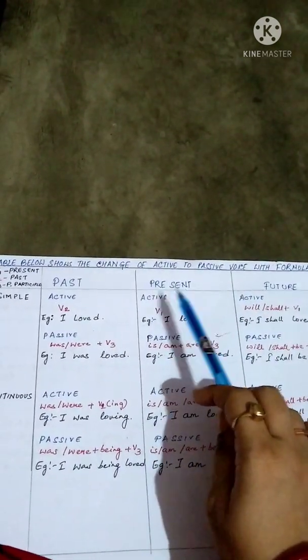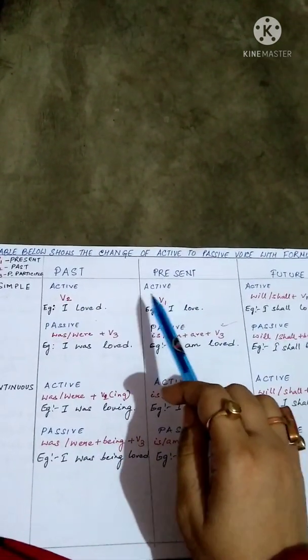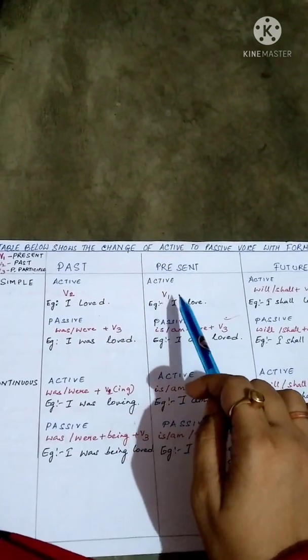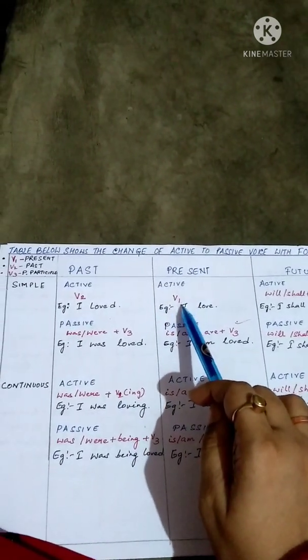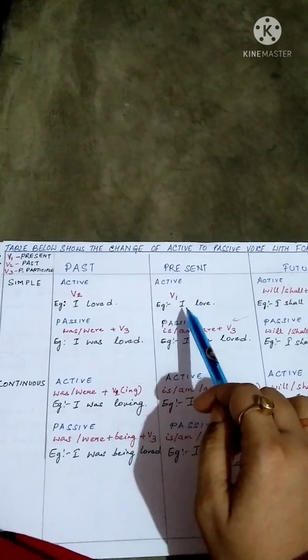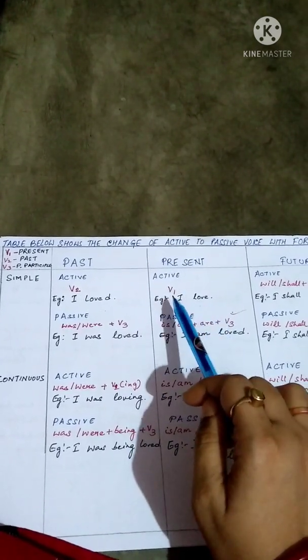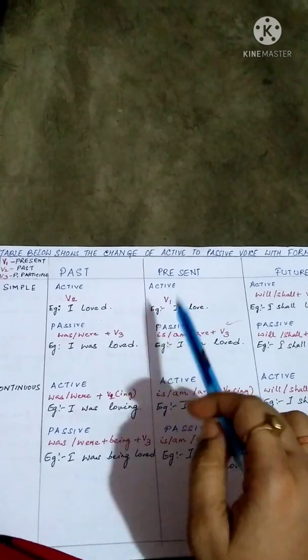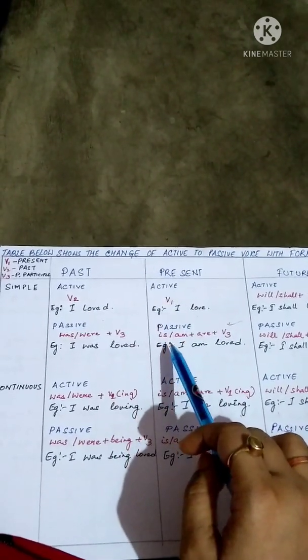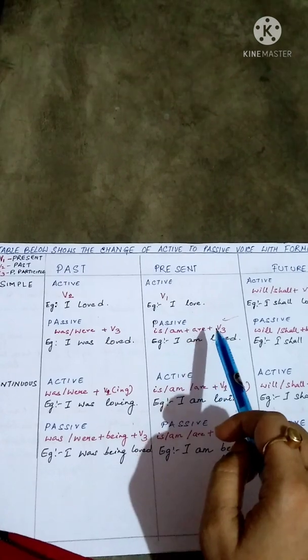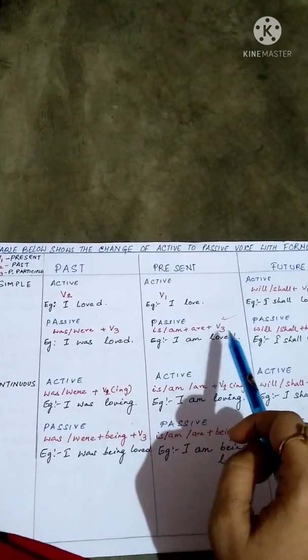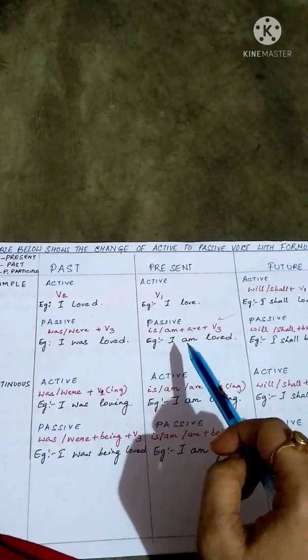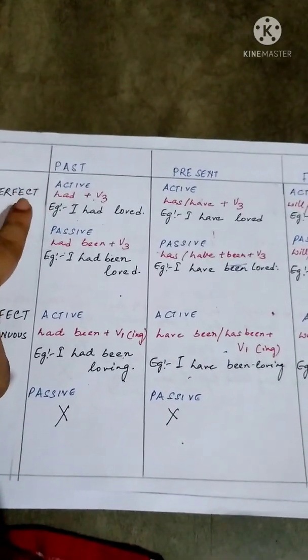Now, simple present. In active, the formula is V1, that is the present form of the verb. Example, I love. I love, that is present form of the verb. In passive, is, am, or are plus V3. So let's see the example. I am loved.